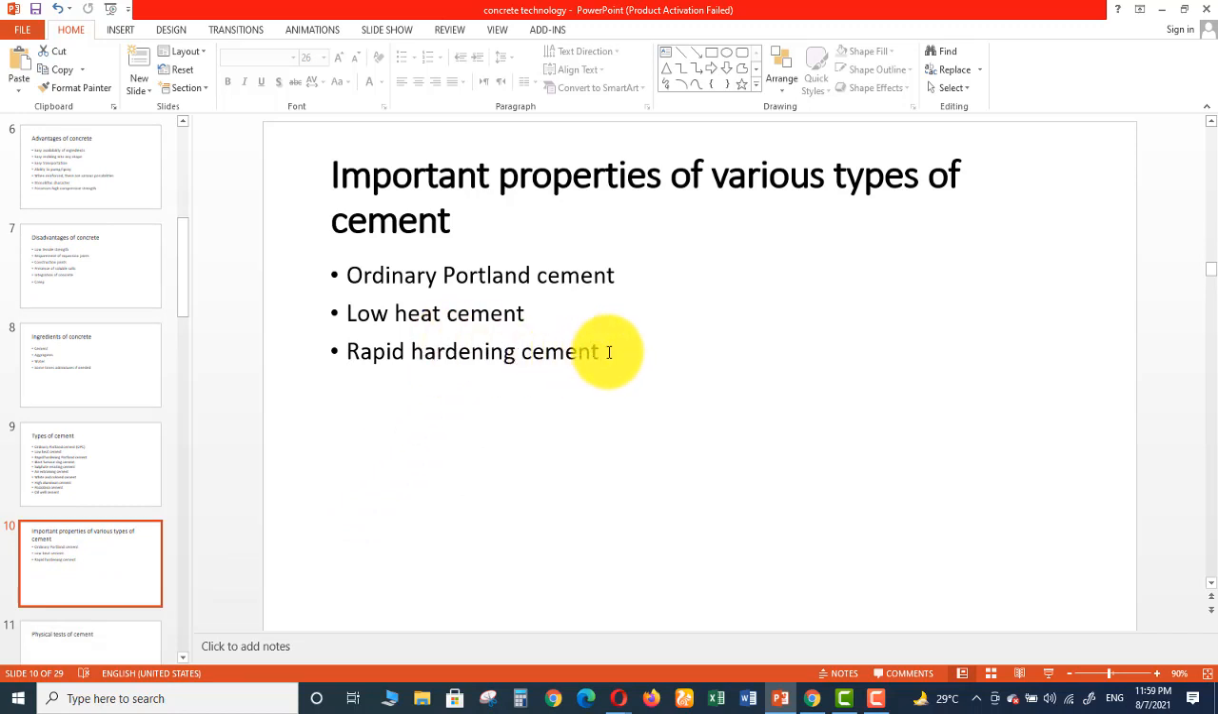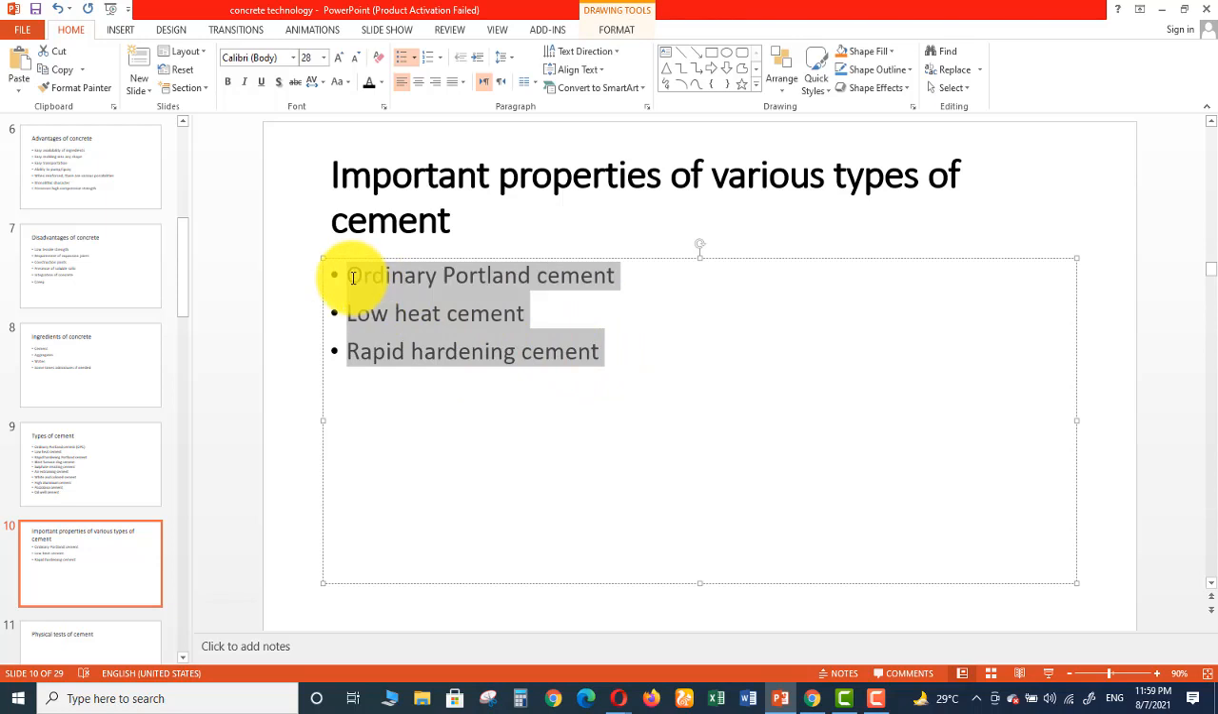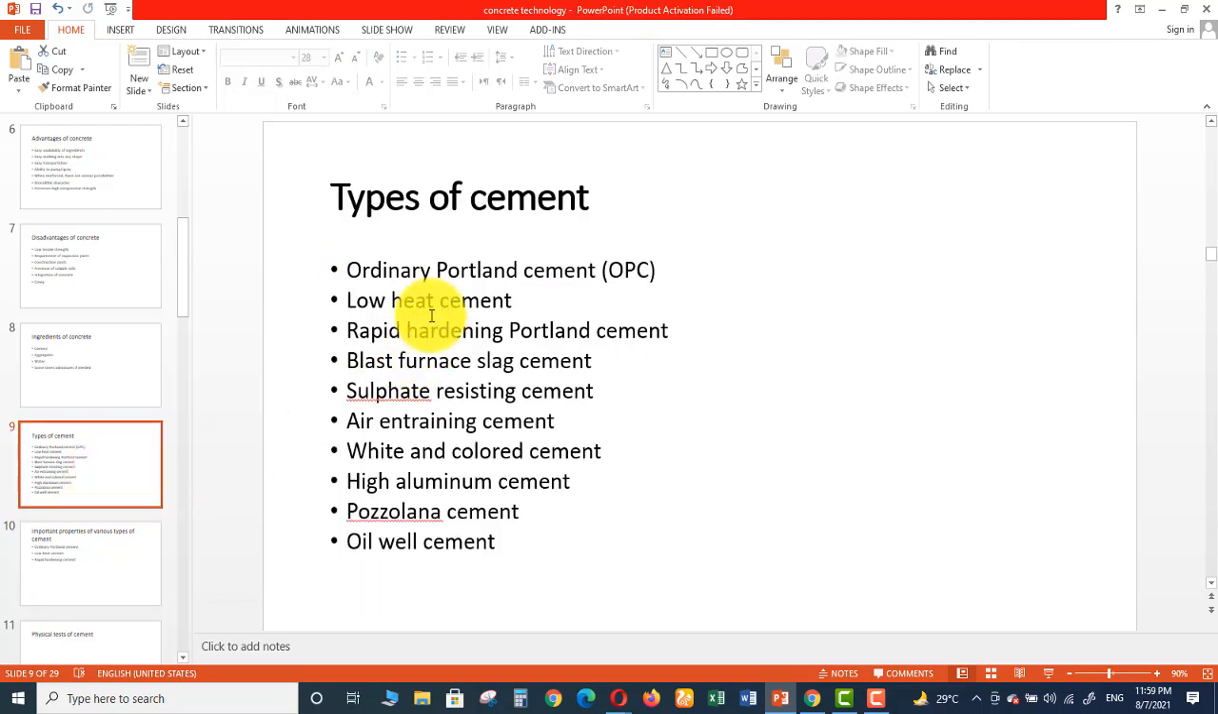These three are very important types of cement which we will discuss in a bit more detail, but let me first tell you some important points about these different cement types. So the first and basic type of cement is ordinary Portland cement, which we also call OPC, right?